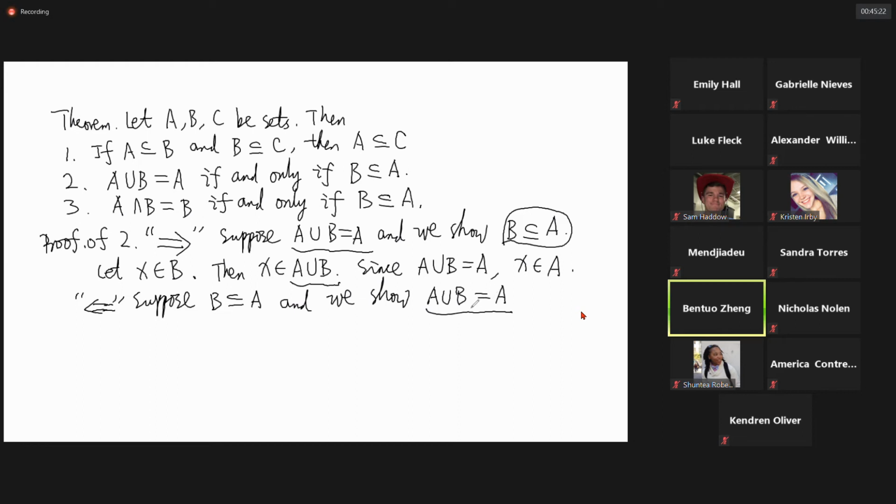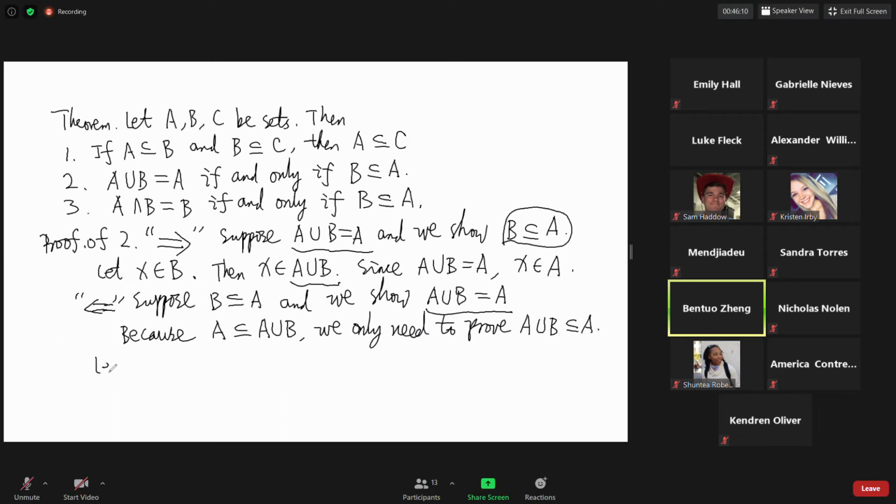But one direction is easy because A is always a subset of A union B. We only need to prove A union B is containing A. Okay, so to prove A union B is containing A, we just take an arbitrary element in A union B. We want to show that element is also in A. So we'll let X be in A union B.